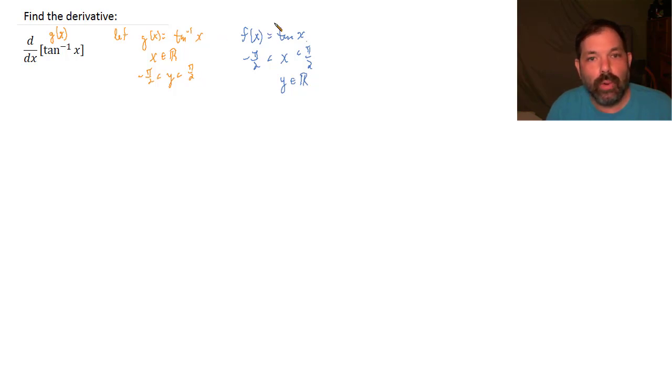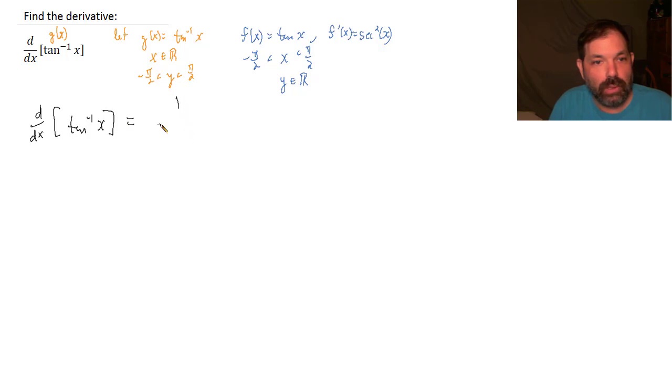We also know that if f of x is tangent x, then f prime of x is secant square x. So then d by dx of tangent inverse x, following the pattern, the rule that we developed on slide 1, we would have 1 over secant square of g of x, arctangent x.